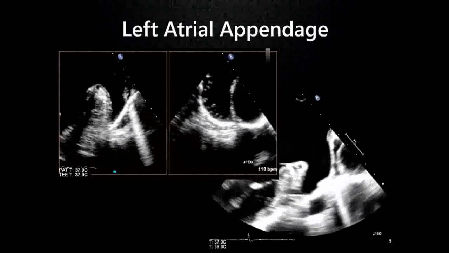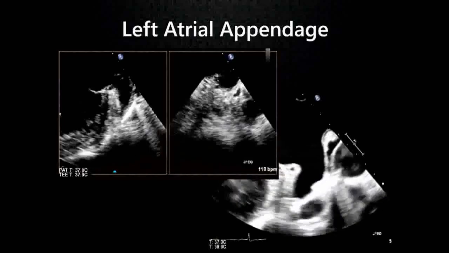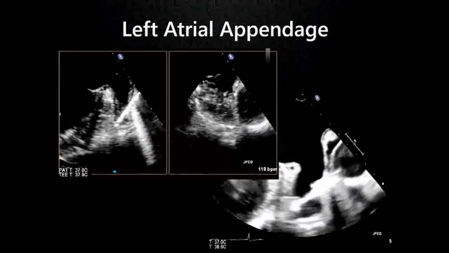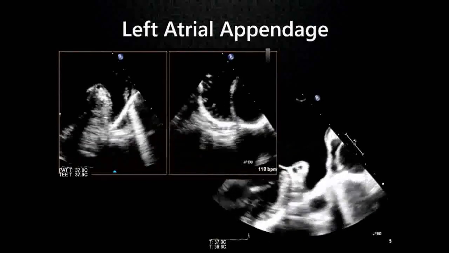But then also you can see a view of the appendage in the bottom right that not only shows the appendage, but shows the pulmonary arterial flow. It shows transverse sinus. It shows the circumflex coronary, as of course is just under the appendage, as well as bits of the mitral valve. So it's important to appreciate the structures that are right nearby.